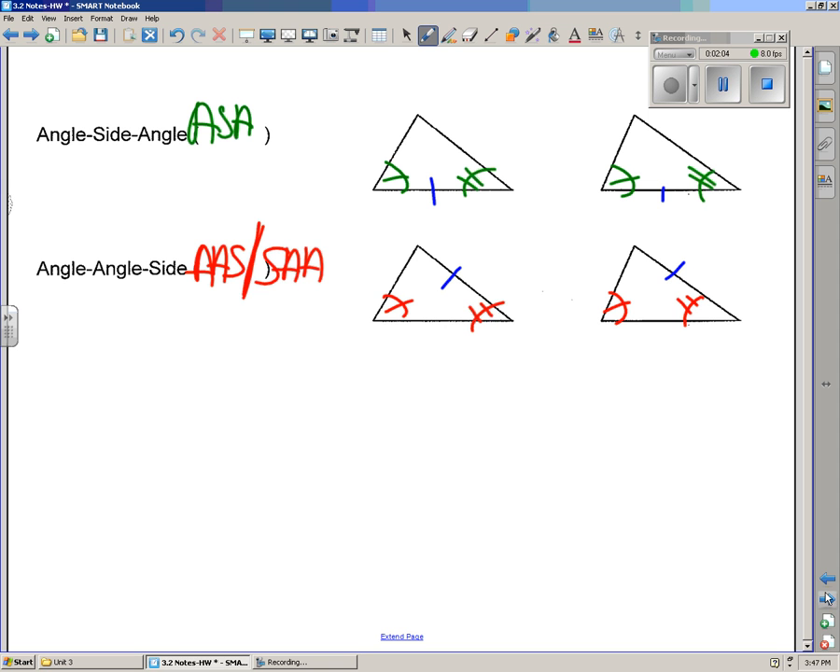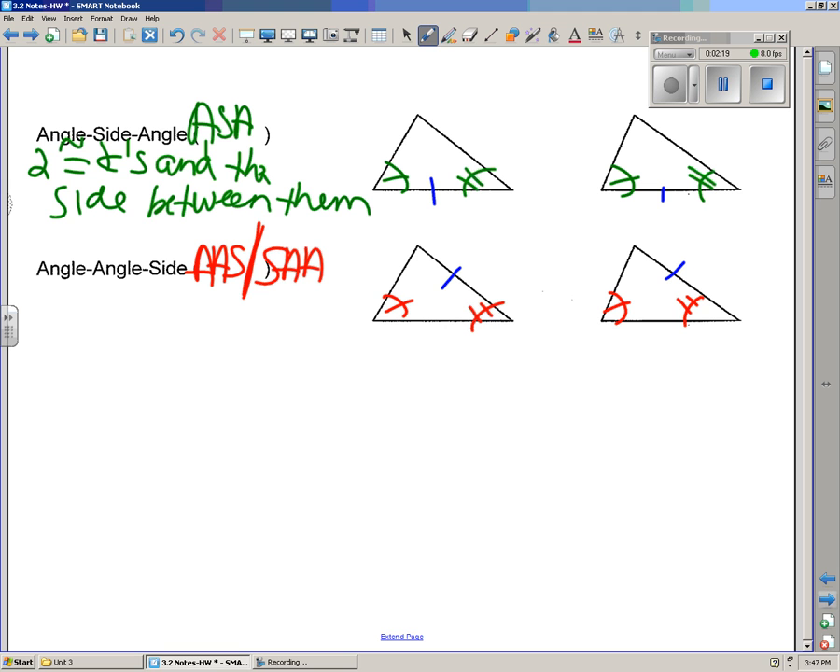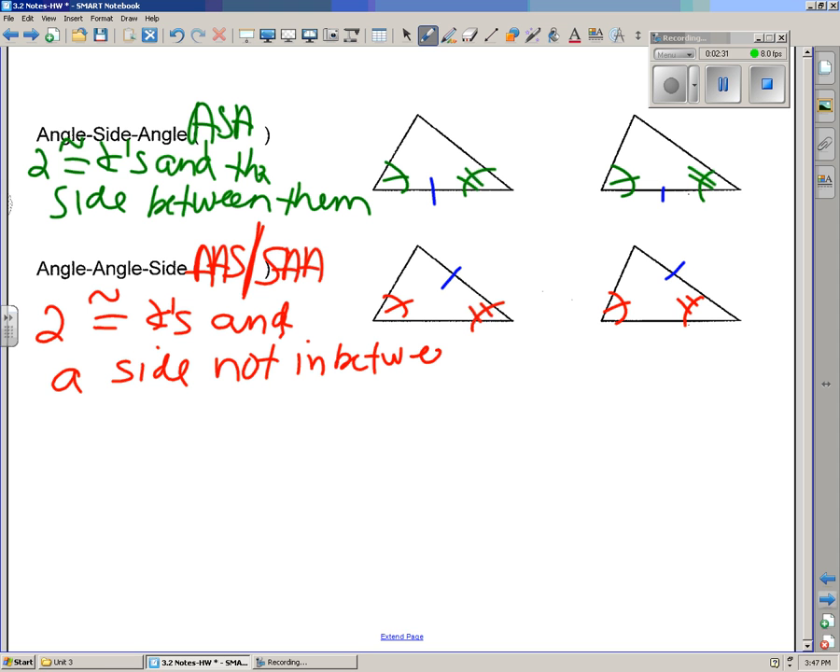So up here, 2 congruent angles and the side between them, where here you have 2 congruent angles and a side not in between them.